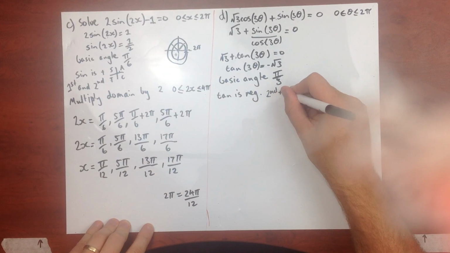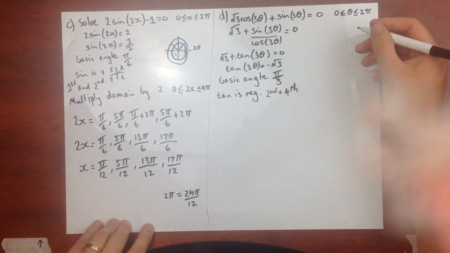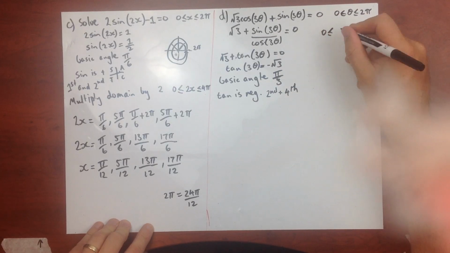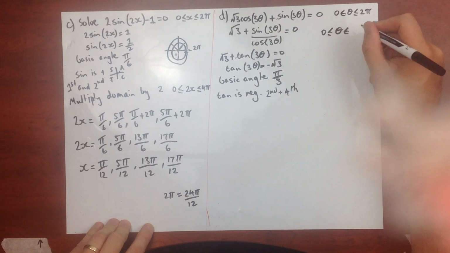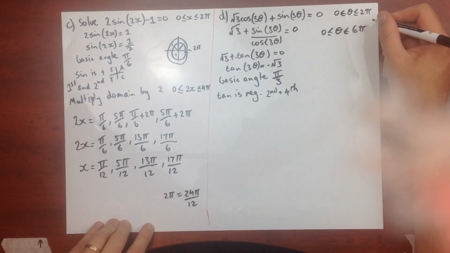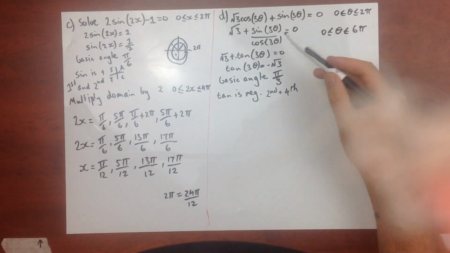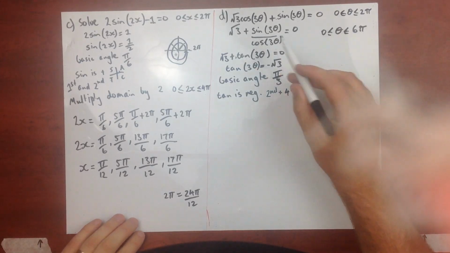Second and fourth. Now we need to multiply out our domain by 3 this time, so we're going to be going from 0 up to 6 pi. Now, you'll never have to go higher than 3. They're getting awfully harsh if they ever ask you anything higher than 3.